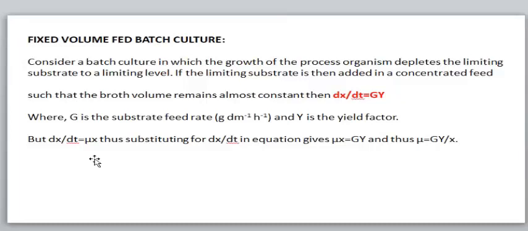But here, this is the first equation during the batch culture: dx by dt, the rate, is equal to mu x. Rate depends on the specific growth rate and the biomass concentration. So when we substitute this value here, the final formula we get is mu x equals F y, or F is equal to mu x by y.